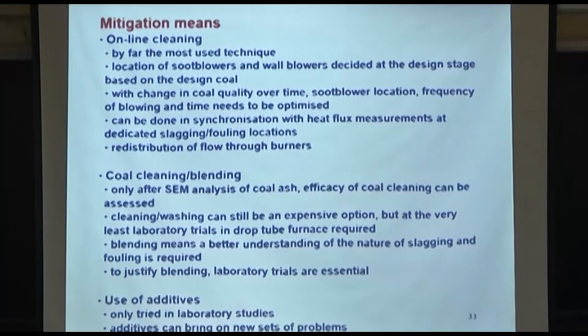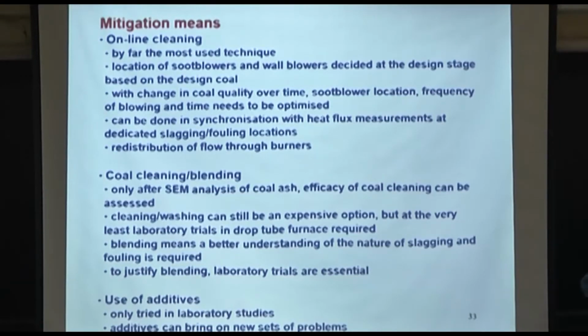With change in coal quality over time, the fourth bullet point: soot blower location, frequency of blowing, and the time may need to be optimized. So that's common sense. It can be done in synchronization with heat flux measurements at dedicated locations. And sometimes you may need to redistribute the flow.